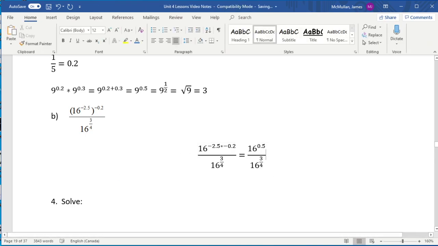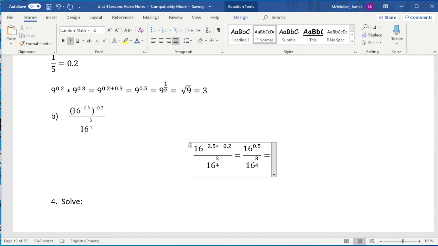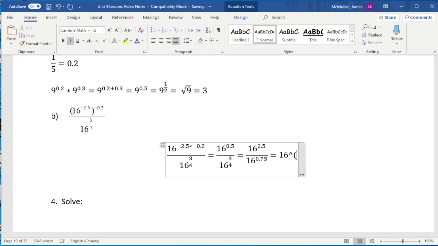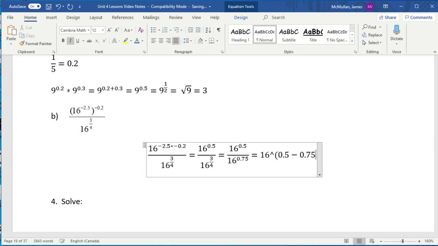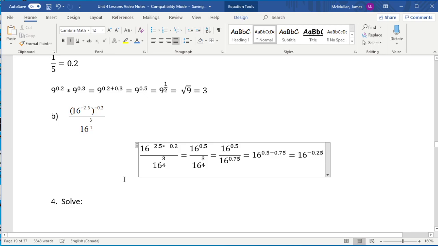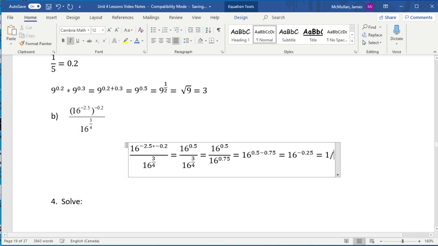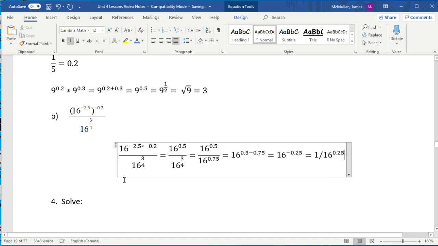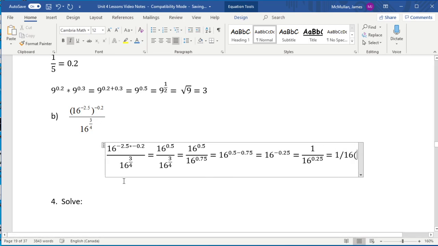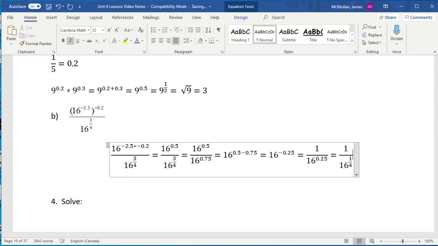Okay, now let's change the bottom one into a decimal as well, just to make this a little bit easier. 3/4 as a decimal, we know, is 0.75. And when you divide two numbers with the same base, you just subtract their exponents. Now what the heck is 16 to the power of negative 0.25? Well, whatever it is, it would be equal to 1 over 16 to the power of positive 0.25. And I know that positive 0.25 as a fraction is 1/4.